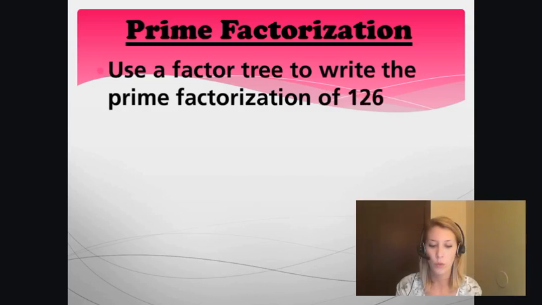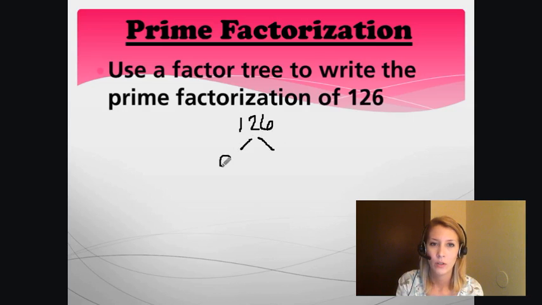Let's go ahead and do one more example together where we're asked to do a factor tree of 126 to find the prime factorization. 126 I know is divisible by 9. So what number times 9 equals 126? That is 14. But 9 and 14 are not prime numbers.